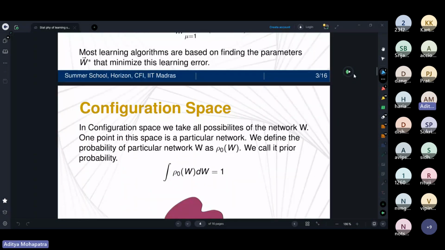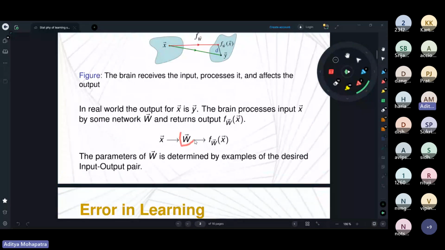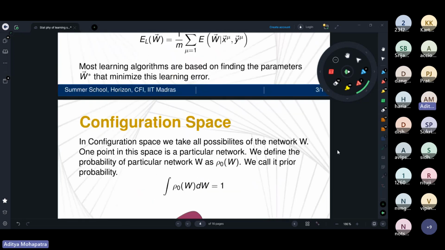Yeah, so 1 minute. You have this thing, W, right? There can be multiple W. Let's say you design W, like W can be x square, or ln x, whatever you have, based on your network. It can be multiple functions, or multiple composite functions, complicated functions, whatever, it doesn't matter. So what we do in configuration space, you take all possibilities of network W.